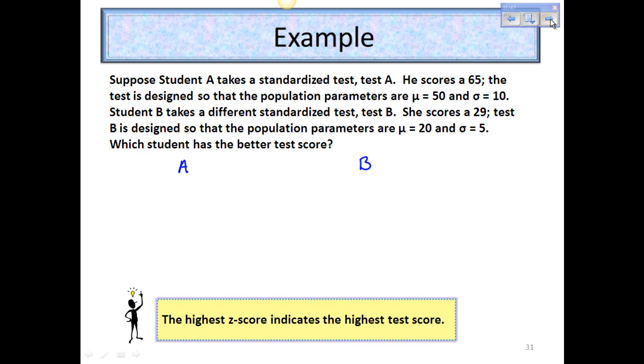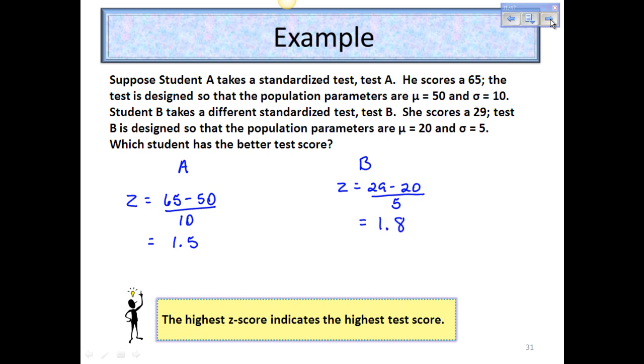So, for test A, z is the data value, he scored a 65, minus the mean, which is mu, and then divide that by the standard deviation, which is 10. So that's simplified as 1.5. Test B, she scored a 29. The mean there is 20, and sigma will be 5. So simplifying that, we get 1.8.